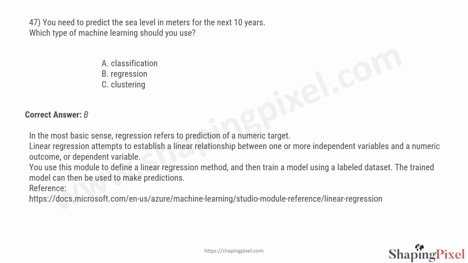In the most basic sense, regression refers to prediction of a numeric target. Linear regression attempts to establish a linear relationship between one or more independent variables and a numeric outcome, or dependent variable. Use this module to define a linear regression method and then train a model using a labeled dataset. The trained model can then be used to make predictions.